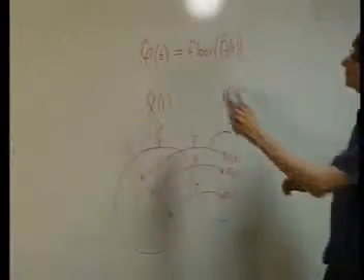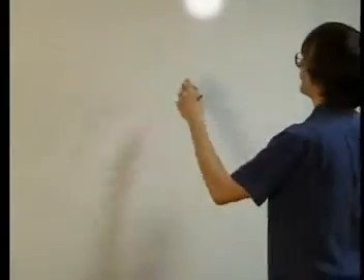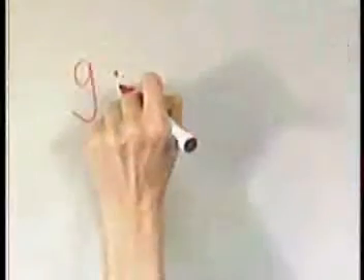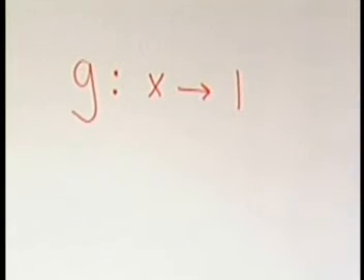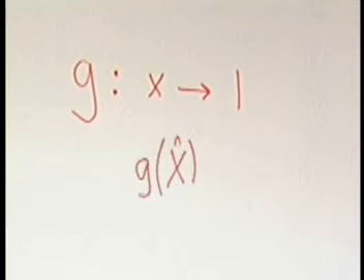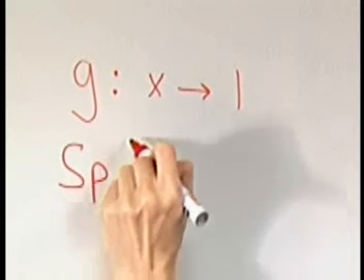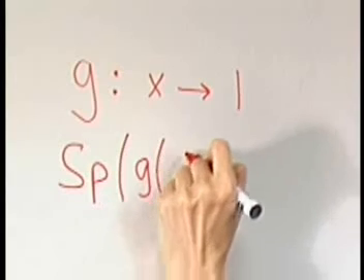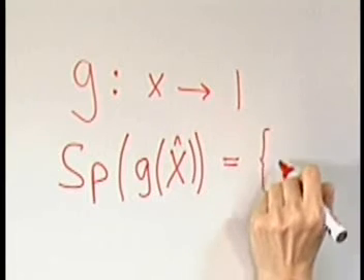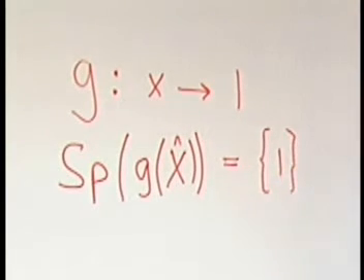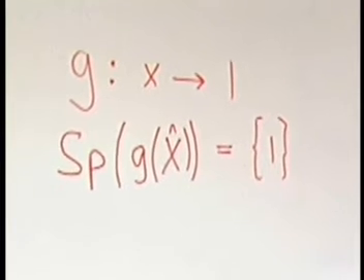Now, let g be the function that maps any real number to a constant, say 1. Consider the observable g of x. Its spectrum just contains a single element, spectrum of g of x equals the set containing just 1. And therefore, to measure g of x, you don't even have to do an experiment. All you have to do is write down the outcome was 1.